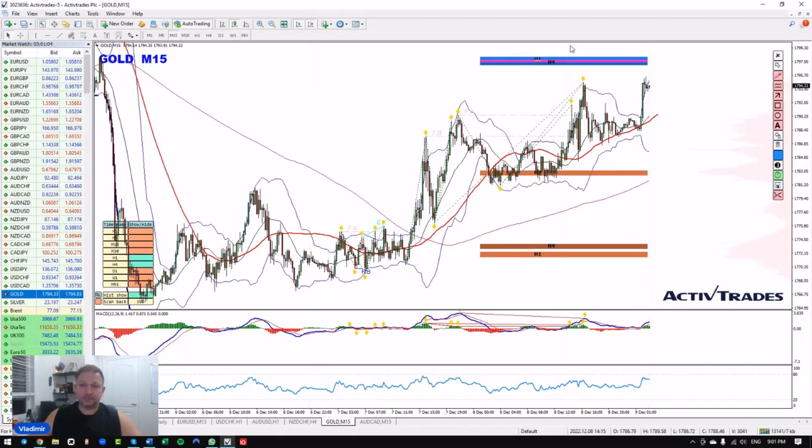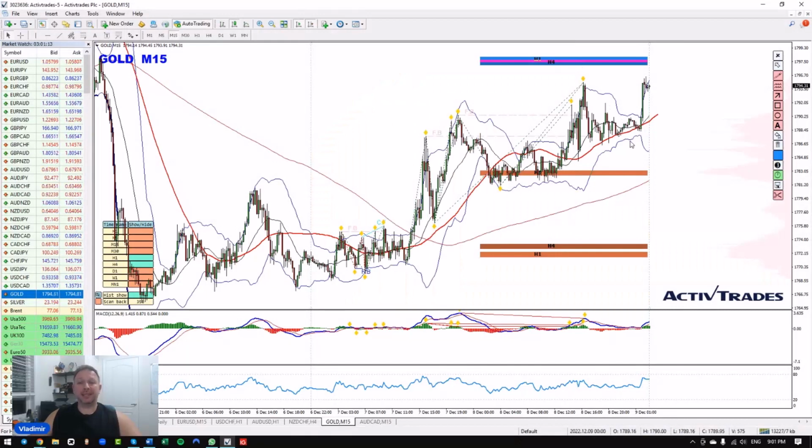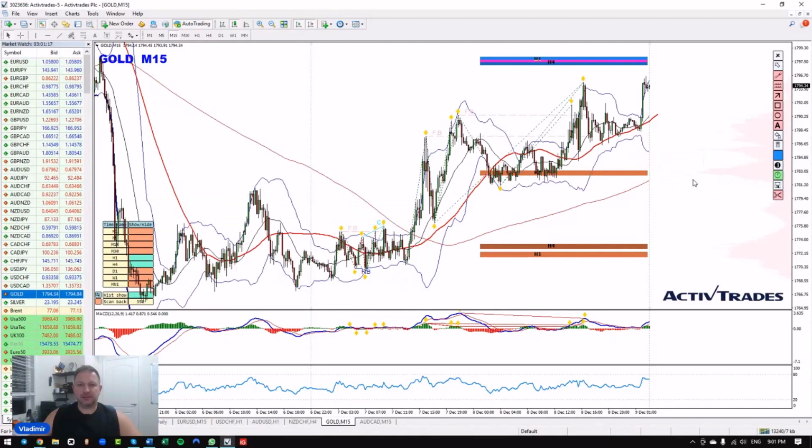And the last indicator that I want to share with you is going to be the key trading levels indicator on a multi-time frame. Okay? This is the very indicator you can see here on my chart.